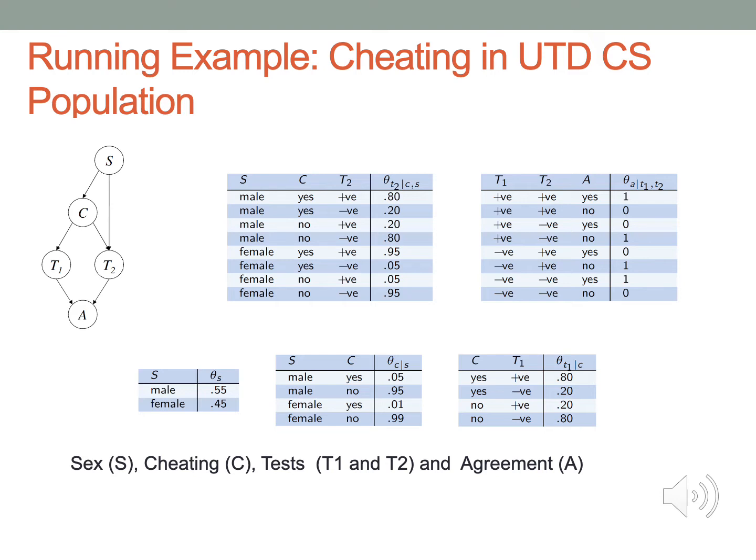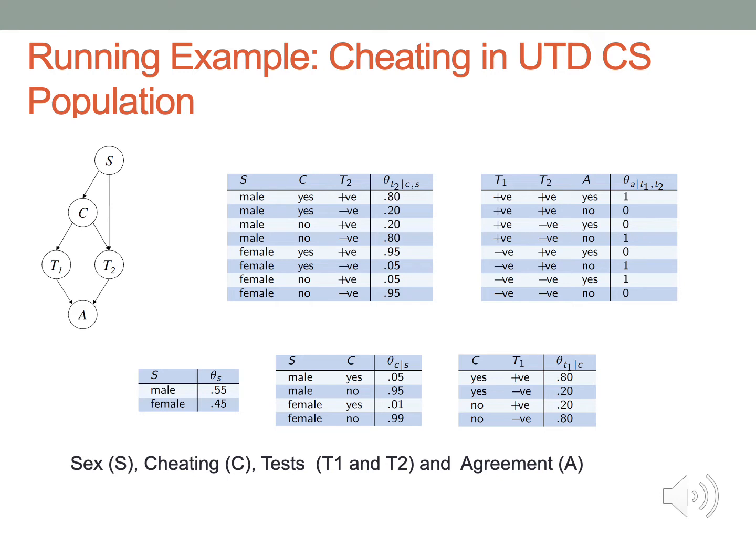The Bayesian network has 5 variables: S, C, T1, T2, and A. S denotes the sex of the person, C whether the person cheats or not, and T1 and T2 denote the two tests that the professor uses, let's say, to determine whether the student cheats or not. For instance, the test T1 may be based on using video recording of the class taking a particular exam, let's say the midterm or the final. And test T2 might be some external tool such as MOSS, which finds similarity between two submitted assignments. Finally, A denotes the agreement between the two tests.